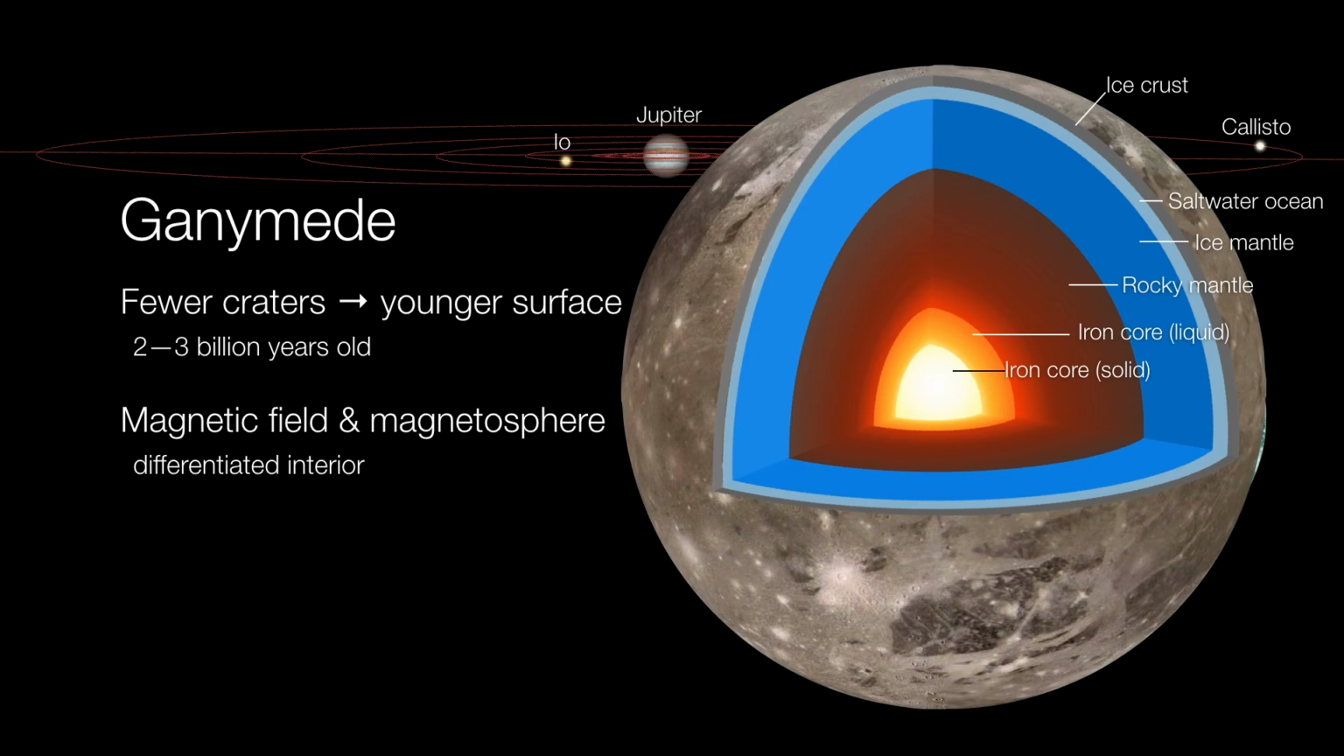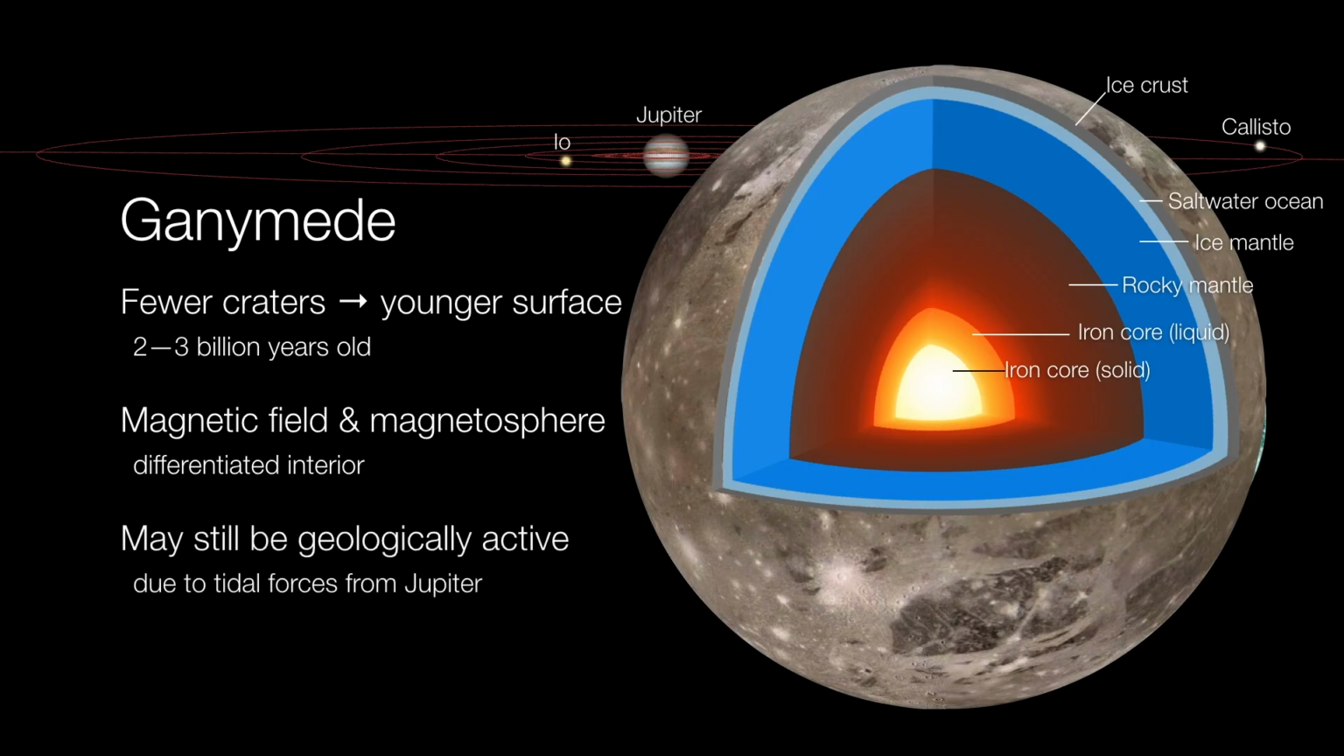So there's a crust of ice, followed by perhaps a thin saltwater ocean, followed by a mantle of essentially ice, followed by rock, and then an iron core. Perhaps there's a liquid iron core surrounding an inner solid iron core, thus providing the magnetic field of Ganymede. So we know that Ganymede was once geologically active, and in fact, it may still be geologically active every now and again. We just don't yet have enough information to conclude positively one way or the other.